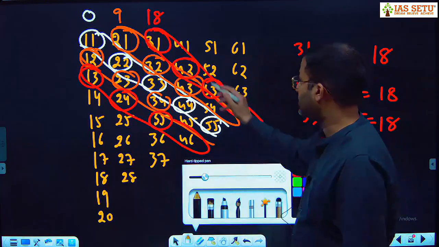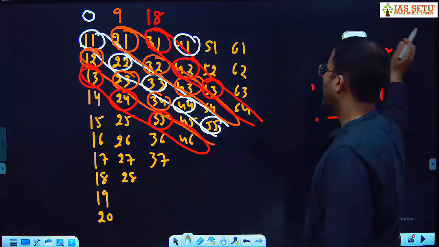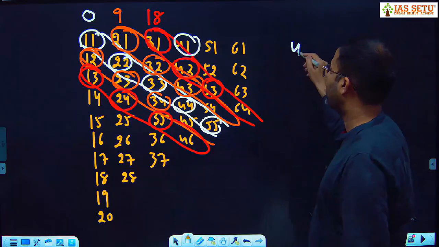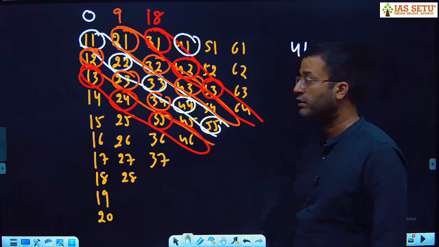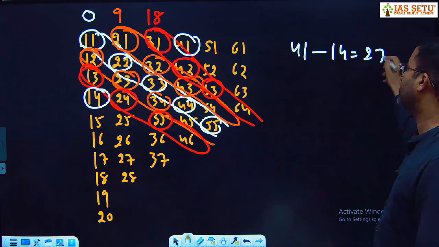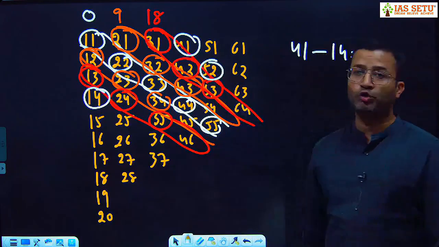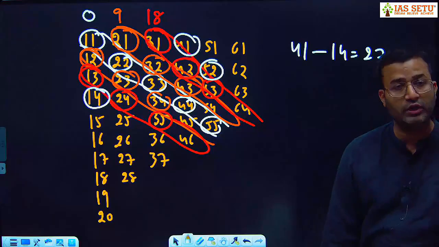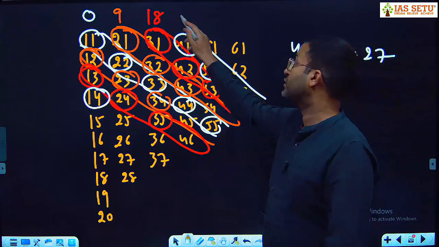Then you take next 41. If you reverse the order of the digits of 41, what do you get? 14. And what is your difference? 27. Check 52. What is 52 minus 25? 27. So here your difference is coming 27.